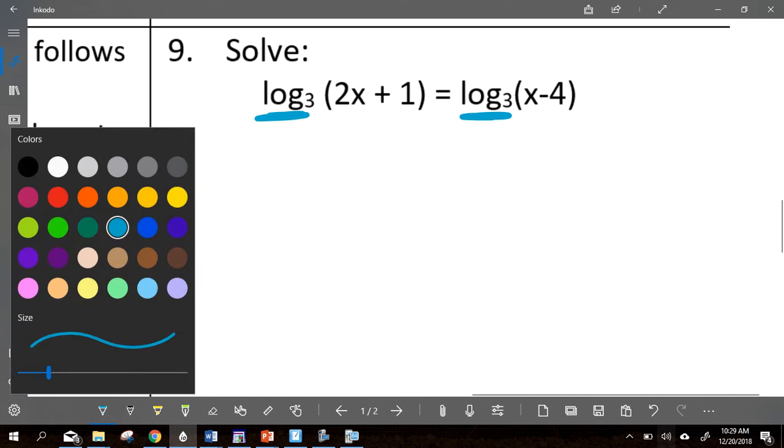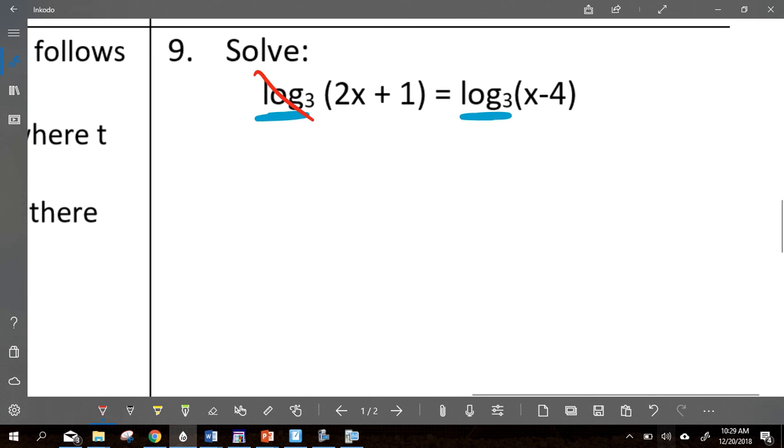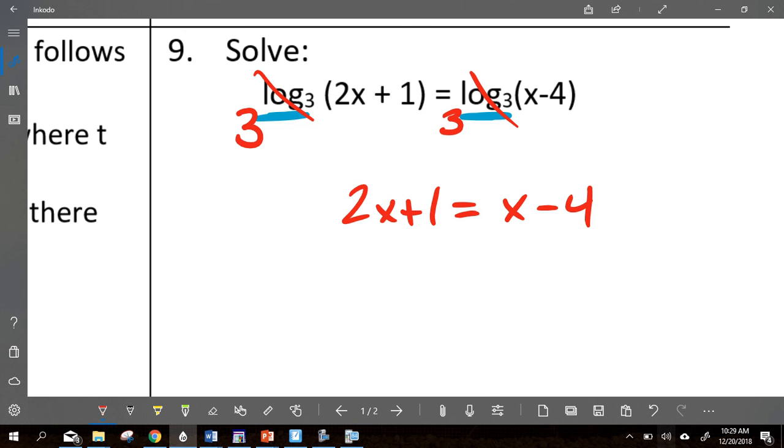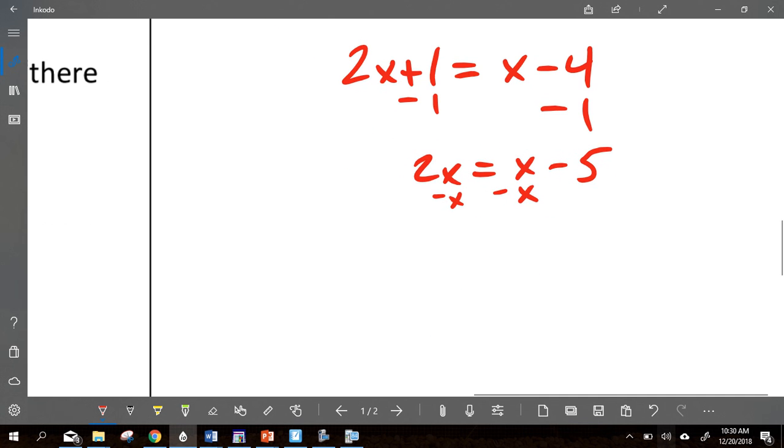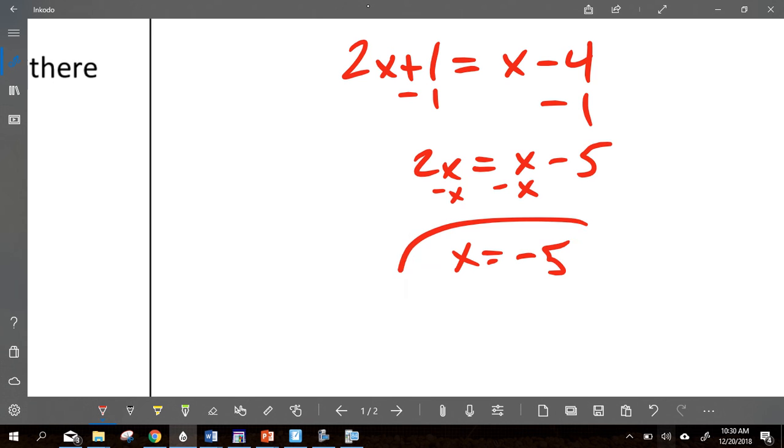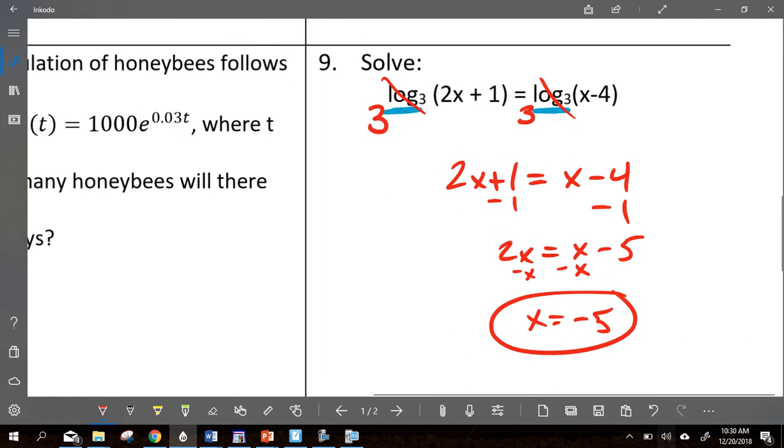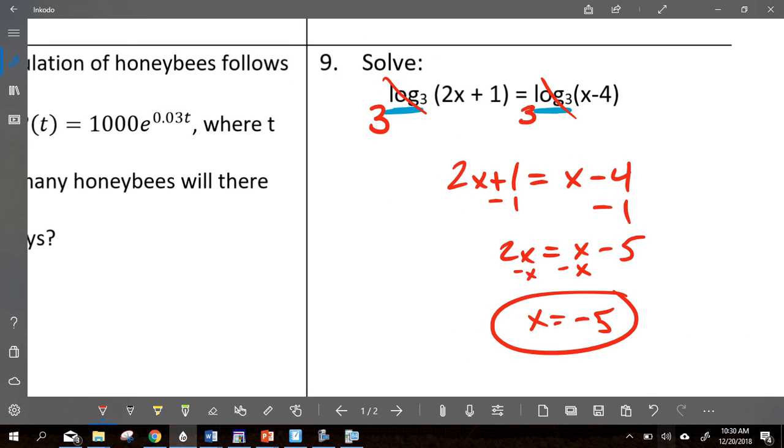Since that is true, if they both have log base 3, then I can just cancel them out, because I would take both sides and raise them to the 3rd power, or a base of 3 to that power. And so the 3 and the log base 3 would cancel on both sides, leaving you with just 2x plus 1 equals x minus 4. And then I can solve. I'd subtract 1. I'd subtract x. x is negative 5. So if you have just one log on each side, we can cancel. If you have more than one log, you've got to do a little bit of work first.